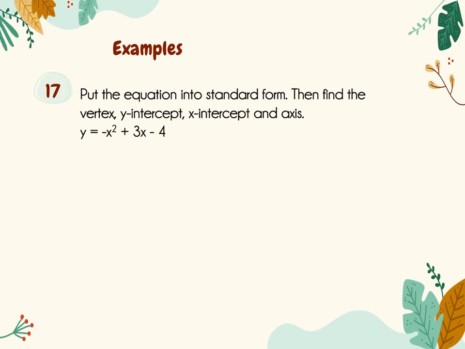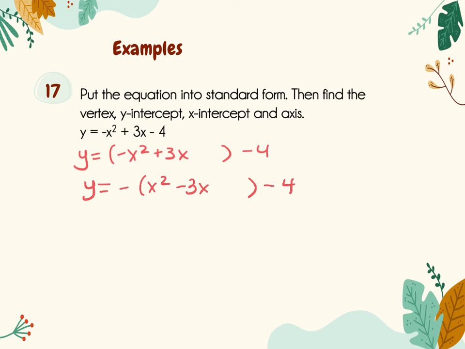Okay, last one that we're going to do, and then we're going to move into that next part. So put the equation into standard form, find the vertex, the y-intercept, x-intercept, and axis. This time, I'm going to start the same way, but I have a negative on the front of my x squared. That negative has to come out. When I take it out of the x squared, I also change the sign on the 3x because you're dividing both of those by -1.